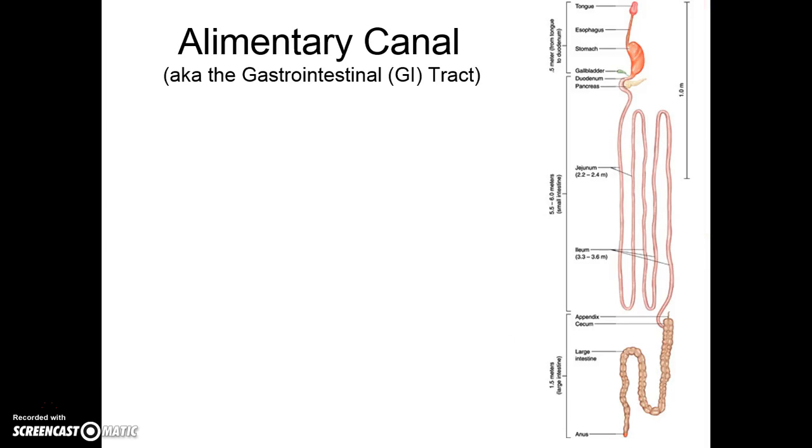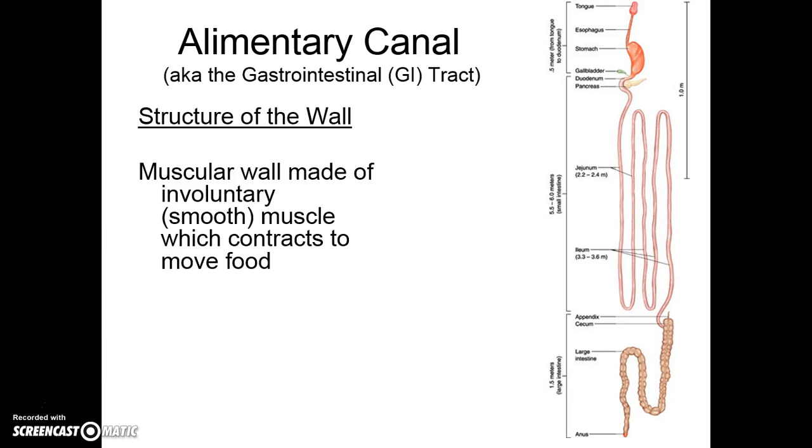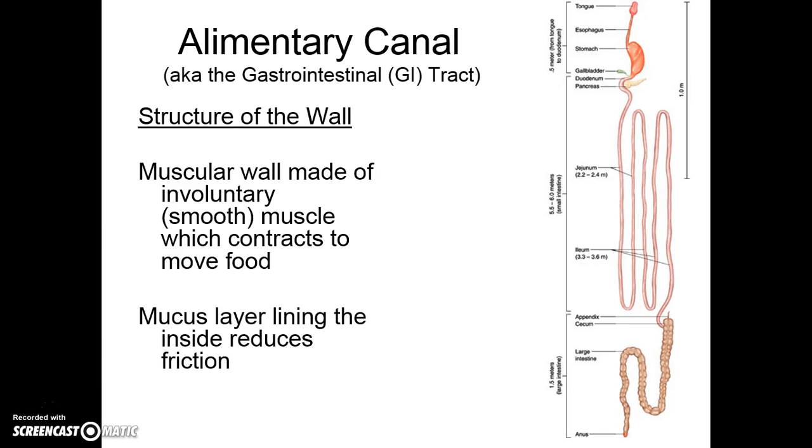So the entire digestive tract is referred to as the alimentary canal, or the gastrointestinal tract, your GI tract, and it has some common structures. The most important thing is that it has muscle that helps to move your food along. We call this type of muscle smooth muscle. It's involuntary, meaning you don't consciously control it, but it contracts to move food throughout your day. There's also a mucus layer lining the inside, which helps to reduce friction, helps the food slide along without tearing up your digestive tract.